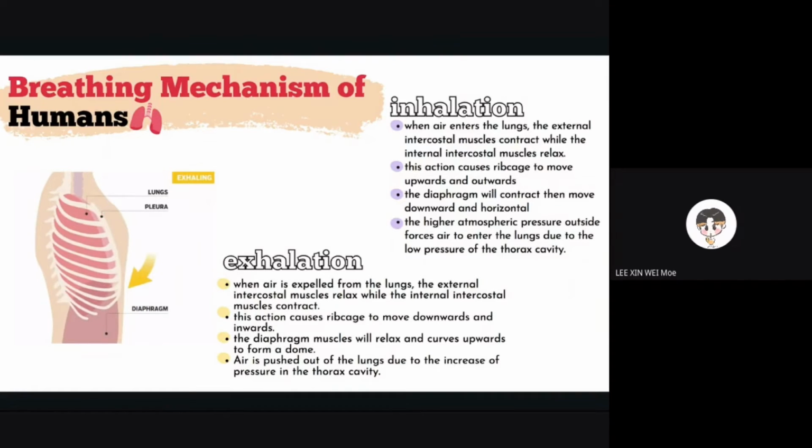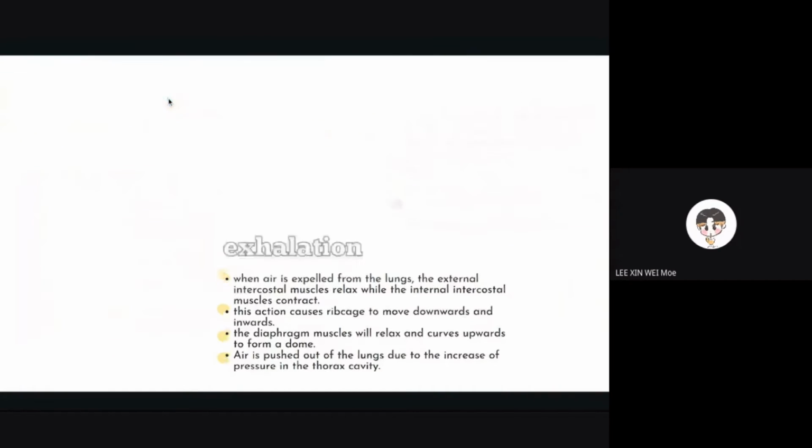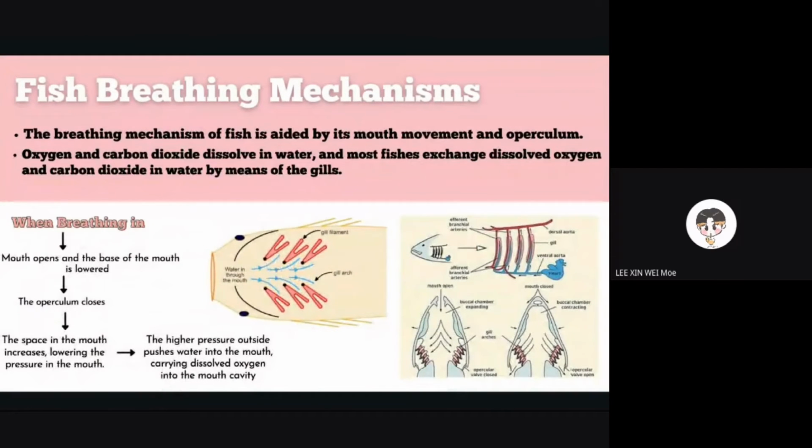During the process of exhalation, when air is expelled from the lungs, the external intercostal muscles relax while the internal intercostal muscles contract. This action causes the ribcage to move downwards and inwards. The diaphragm muscles relax and curve upwards to form a dome. Air is pushed out of the lungs due to the increase of pressure in the thorax cavity. And here is the process of inhaling and exhaling air of the human respiratory system.